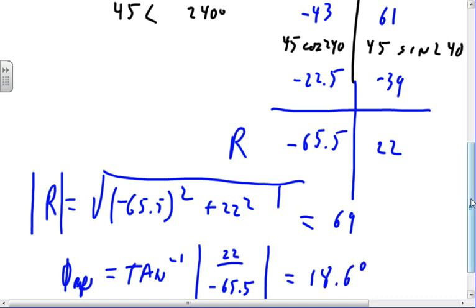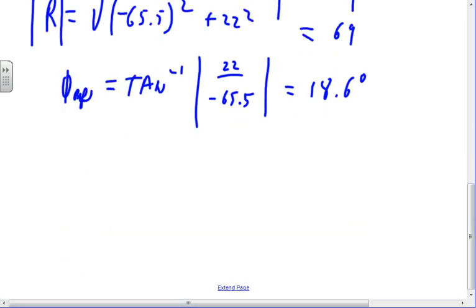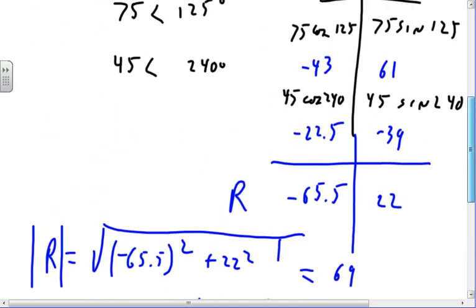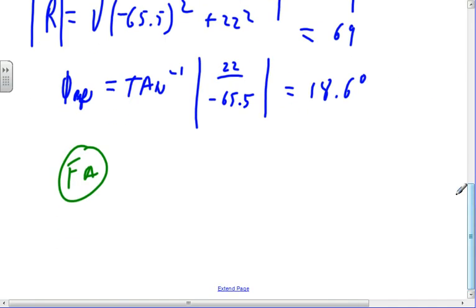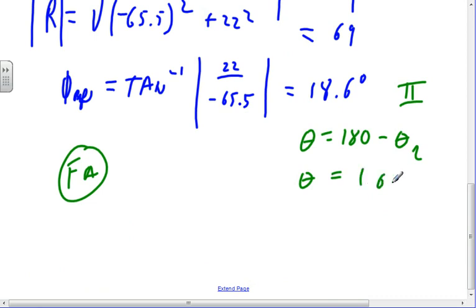18.6 degrees. Okay. And then I'm going to say, well, final answer. Well, I have to figure out what quadrant I'm in. So I'm in the second quadrant. So if I'm in the second quadrant, my angle is 180 minus the reference angle. So my angle is going to be 161.4. Is that what it's going to be? All right, so final answer 69 at 19 degrees north of west. Is that what I had before?